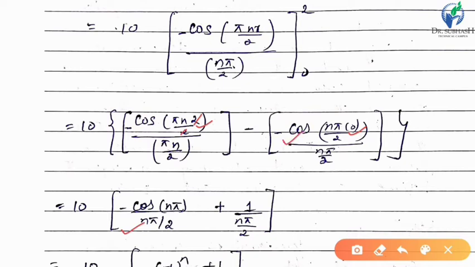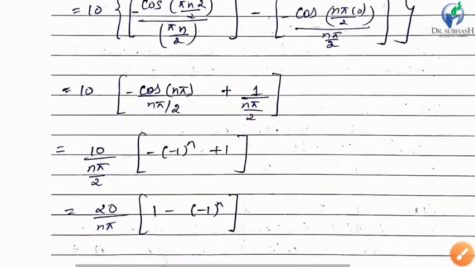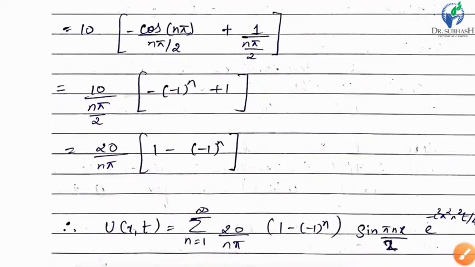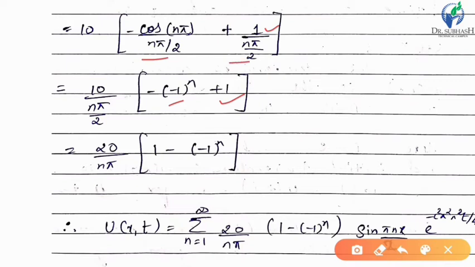Here cos 0 will become 1. This minus and minus will become plus, and cos 0 is 1 and denominator will be as it is. Now we know that cos(nπ) is (-1)^n. This 1 will remain as it is and denominator I am taking common nπ/2. This 2 will multiply with this 10.